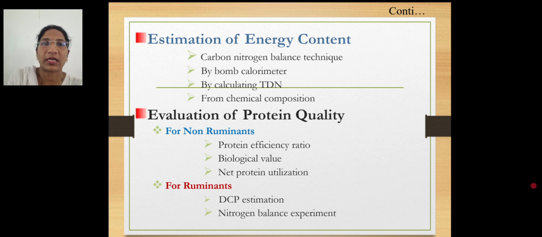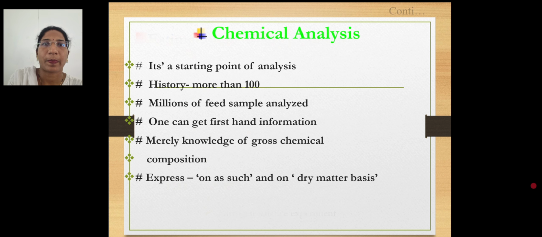Then another method is evaluation of protein quality. There are 2 methods, for non-ruminants and ruminants. For non-ruminant animals: the protein efficiency ratio, biological value and net protein utilization. Then for ruminants: DCP estimation and nitrogen balance estimation or experiment.